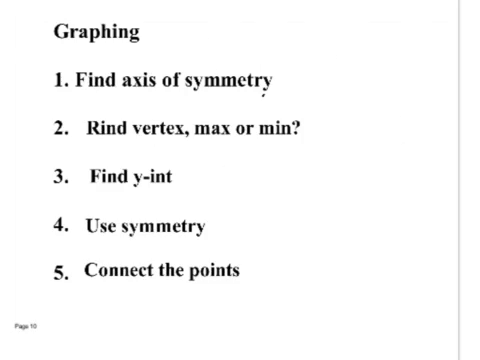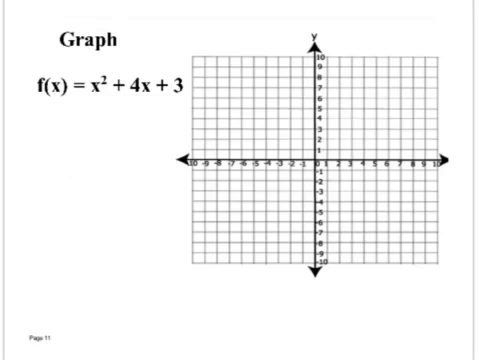Alright, these are the steps of graphing when you're graphing quadratic equations. First thing you do is find the axis of symmetry. Number 2, you're supposed to find the vertex, max or minimum. Next thing you do is find the y-intercept. After that, you use the symmetry to draw it and connect the points. Alright, so write this down.